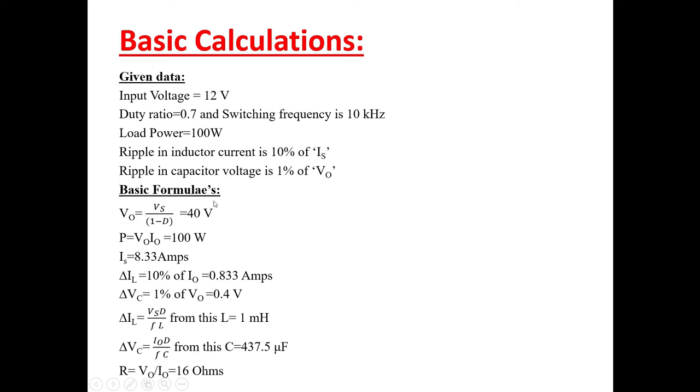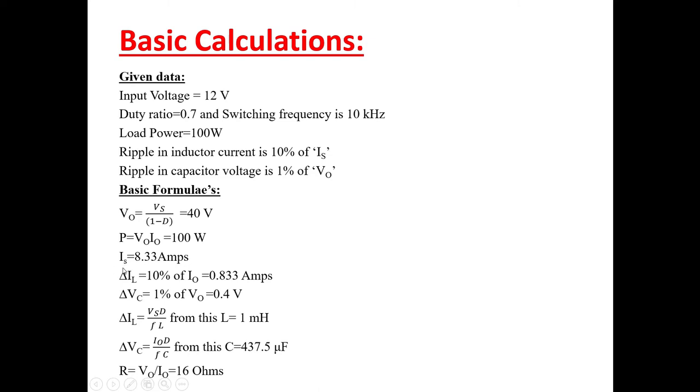The basic formula regarding this boost converter, that all of you know, is Vo equal to Vs by 1 minus D. We know all these values, Vs you know, and duty cycle also we know. If you substitute these values in this formula, we can get the output voltage. From the power balance equation, we can find Io and Is also.